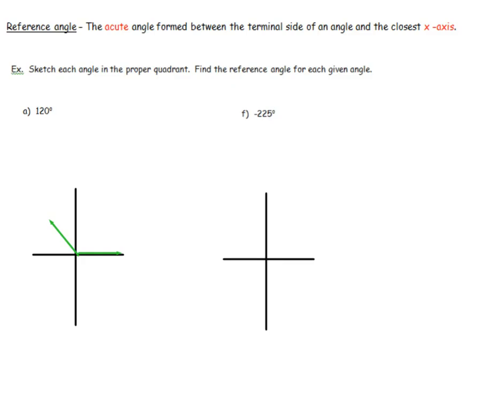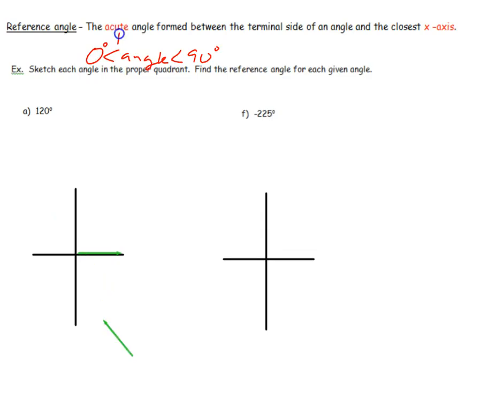This is going to be a real quick lesson on reference angles. A reference angle is an acute angle that's formed between the terminal side of an angle and the closest x-axis. We talked about coterminal angles already today. Today, we talk about reference angles. Let's review from geometry. Remember that an acute angle is any angle that's between 0 and 90 degrees. So what I'm going to be looking for is some angle that goes from 0 to 90, okay? So let's take a look at this.